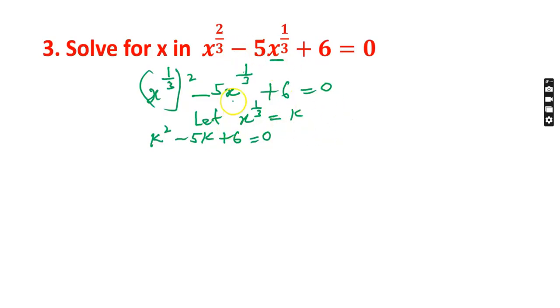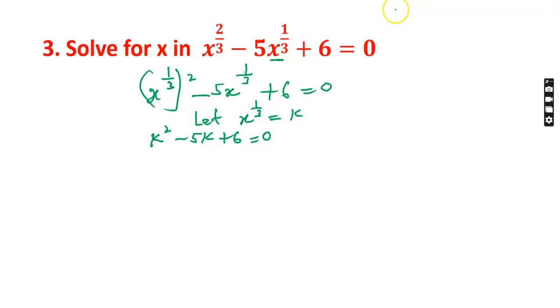So look at example 3. x raised to the power 2 over 3 minus 5x raised to the power 1 over 3 plus 6 equals 0. If you have not seen the previous video, you can check it on our page to refresh yourself. This video is part 2, and the other one was part 1.